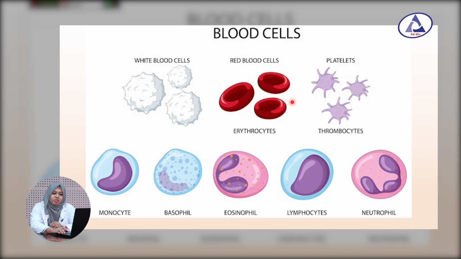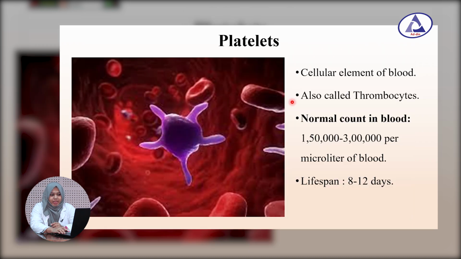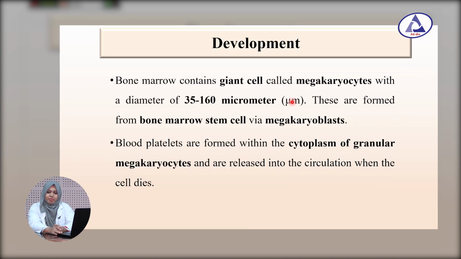Platelet is one of the formed elements of our blood, and it is one of the smallest formed elements of our blood. It is also known as the thrombocyte, and the normal count of the platelet is about 1,50,000 to 3 lakhs per cubic millimeter of blood, and the platelets live for around 8 to 12 days.